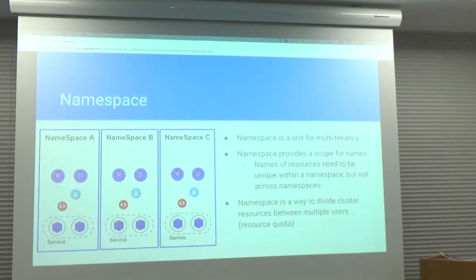And next one is namespace. Namespace is a unit for multi-tenancy in Kubernetes. Namespace provides a scope for names, just names. So this is not related to physical placement, just a logical namespace. Names of resources need to be unique within a namespace, but not across namespaces. And namespace is a way to divide cluster resources between multiple users. So we can have a resource quota for each namespace.